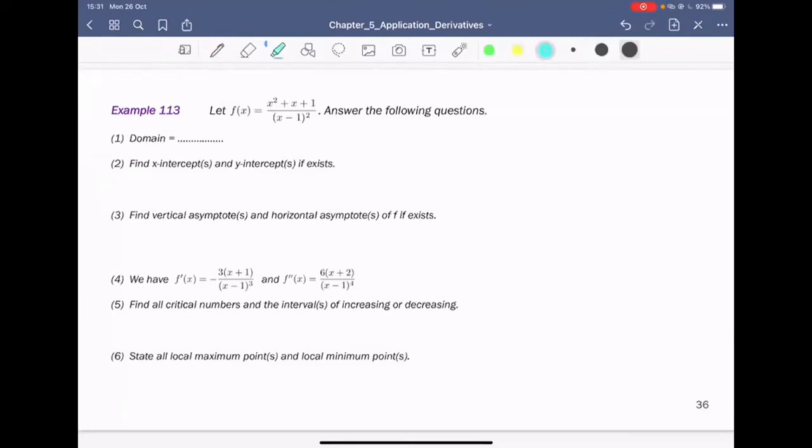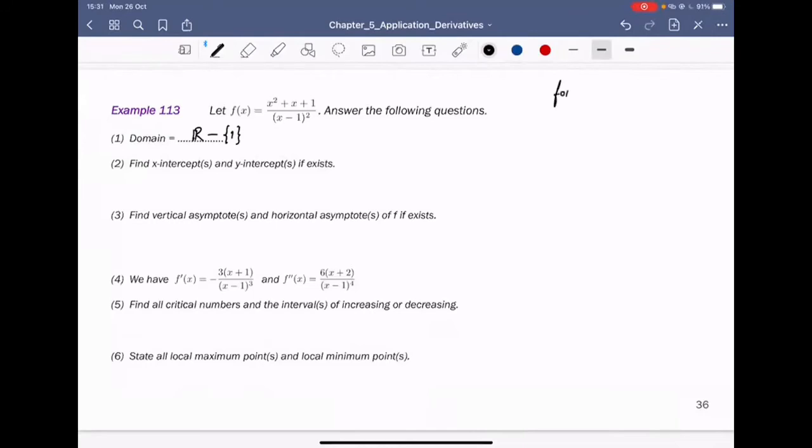What is going to be your domain here? Remember, the domain is the possible x values that you can plug in and then compute f. It's going to be everything except 1, right? Because you cannot plug in the number 1, as it is the value that makes your denominator equal to 0. So what are your x-intercept and y-intercept?